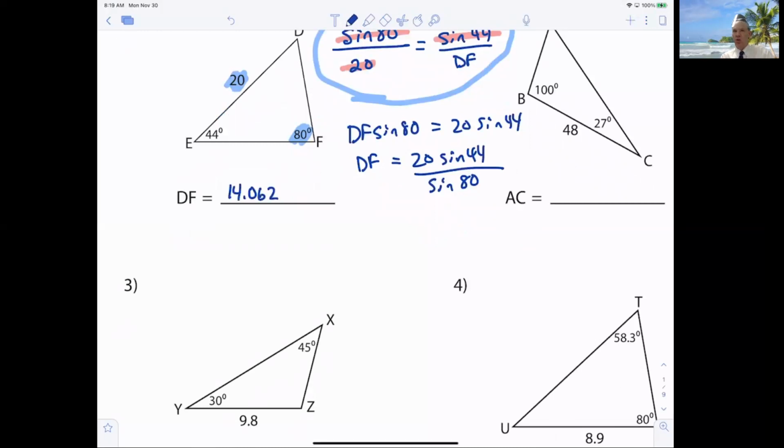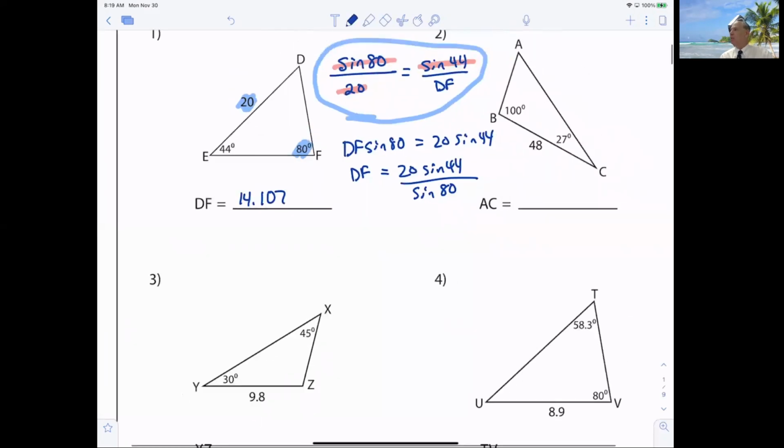0.062. I like that because generally in math we round to 3 decimal places. Yeah, so did I. Who said the wrong answer then? Drew. 0 for 1 already. All right. 14 point what? 107. Does everybody agree? Simple, simple, simple.